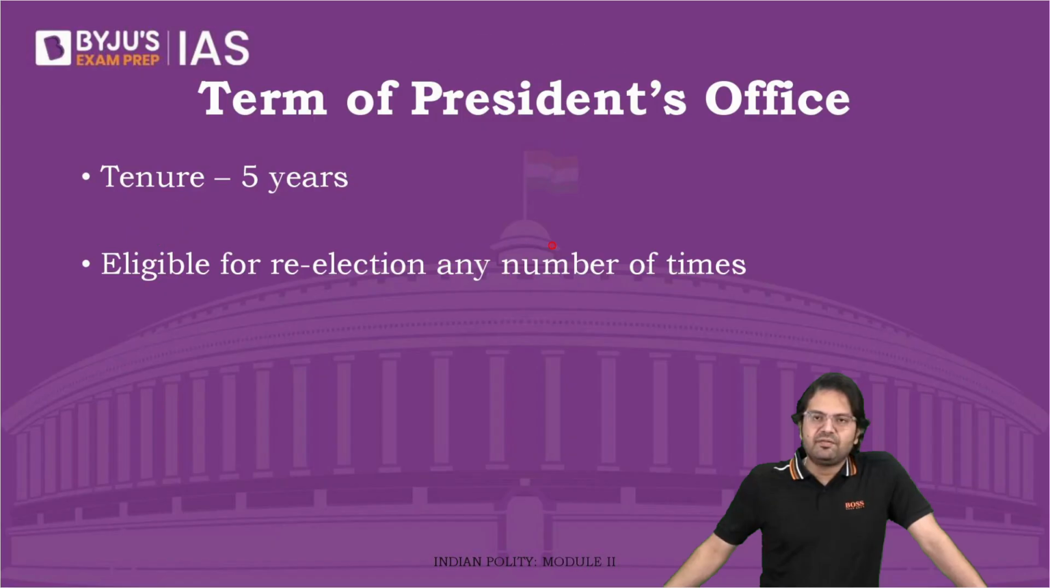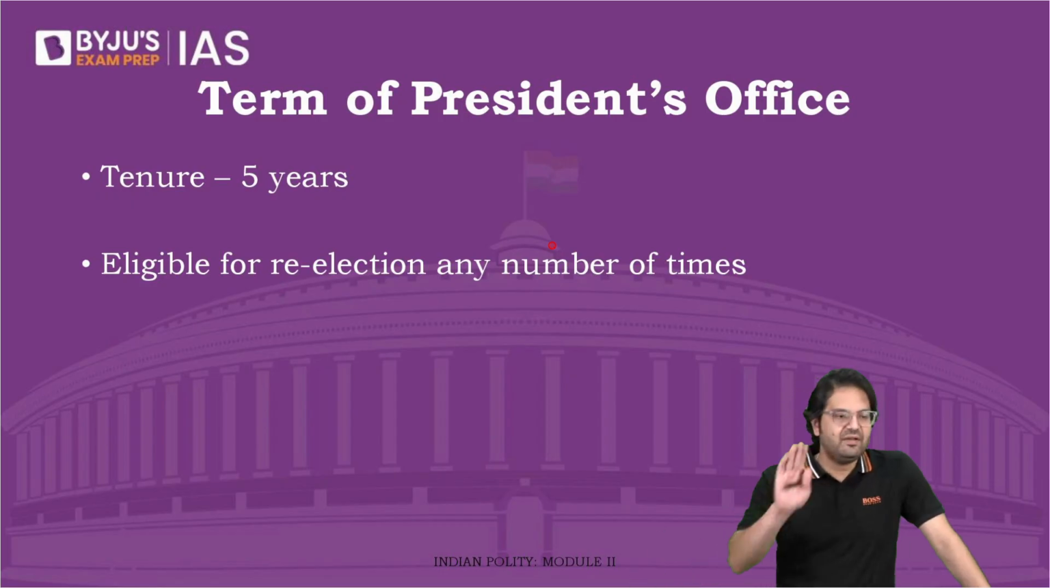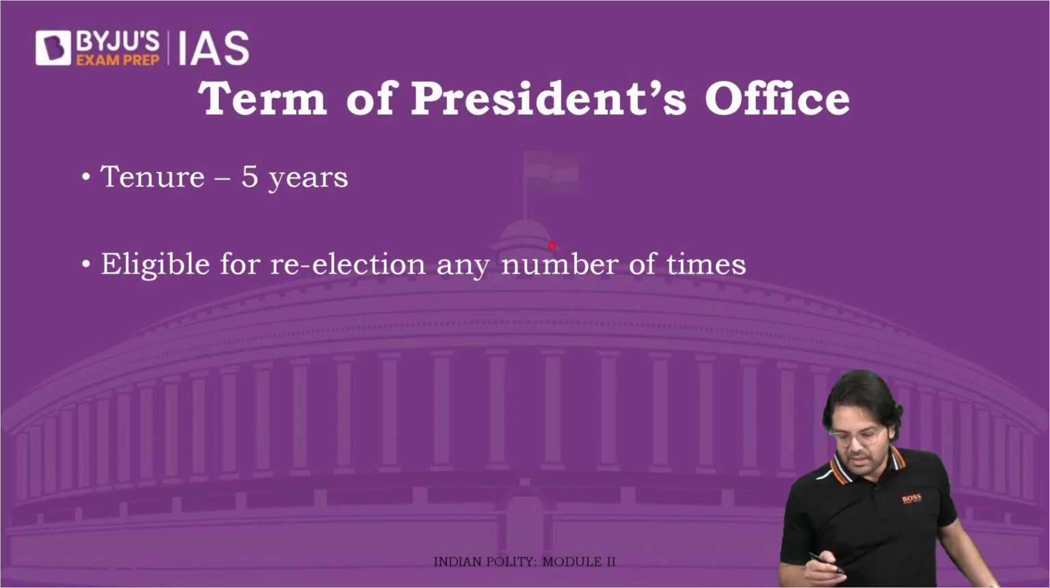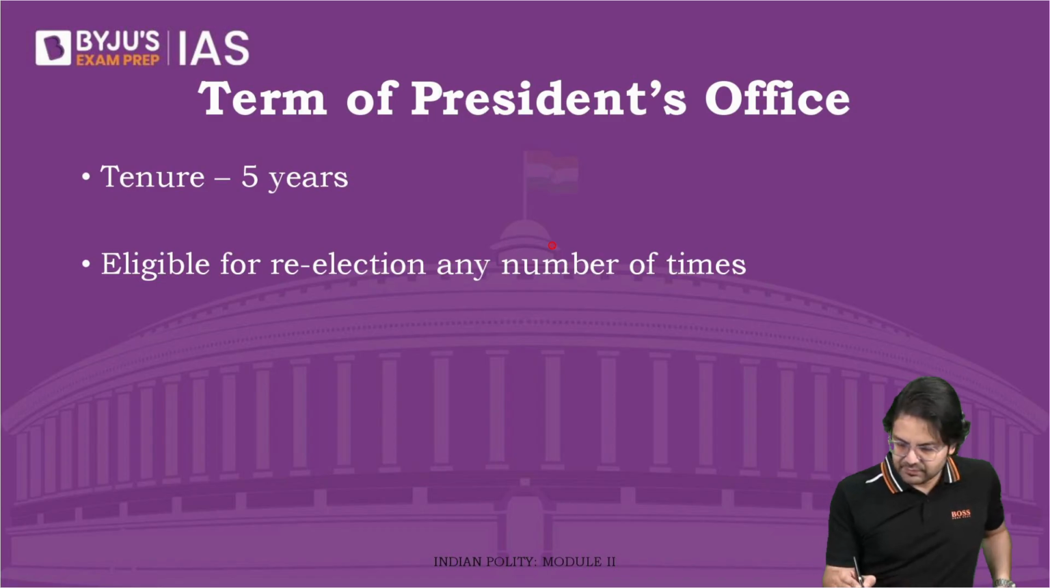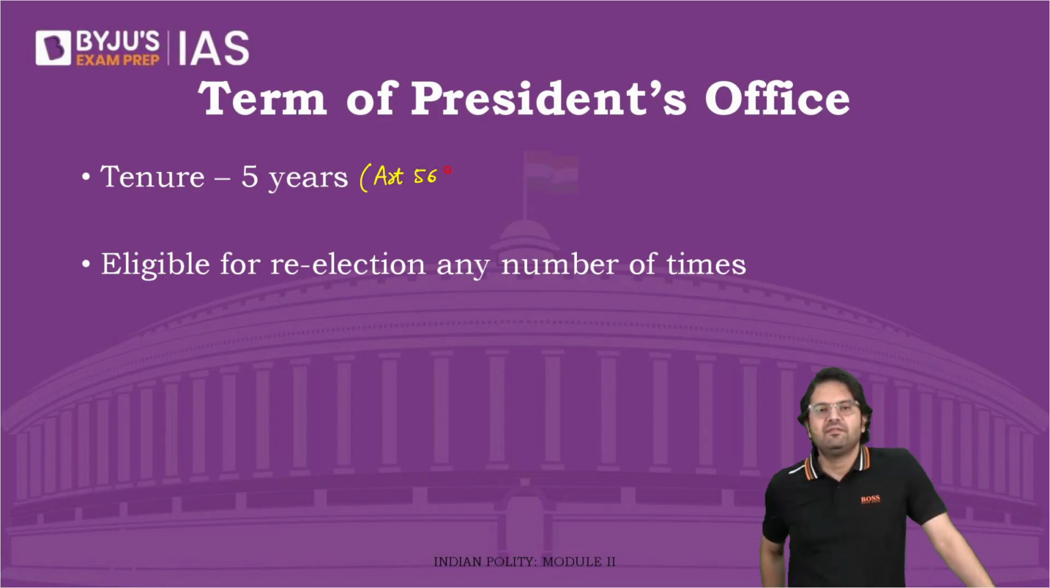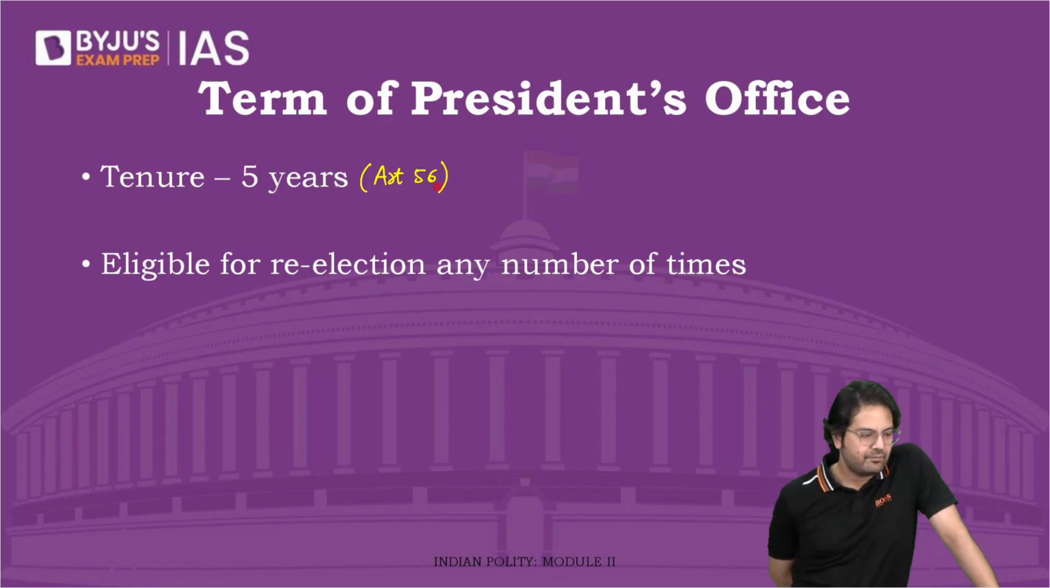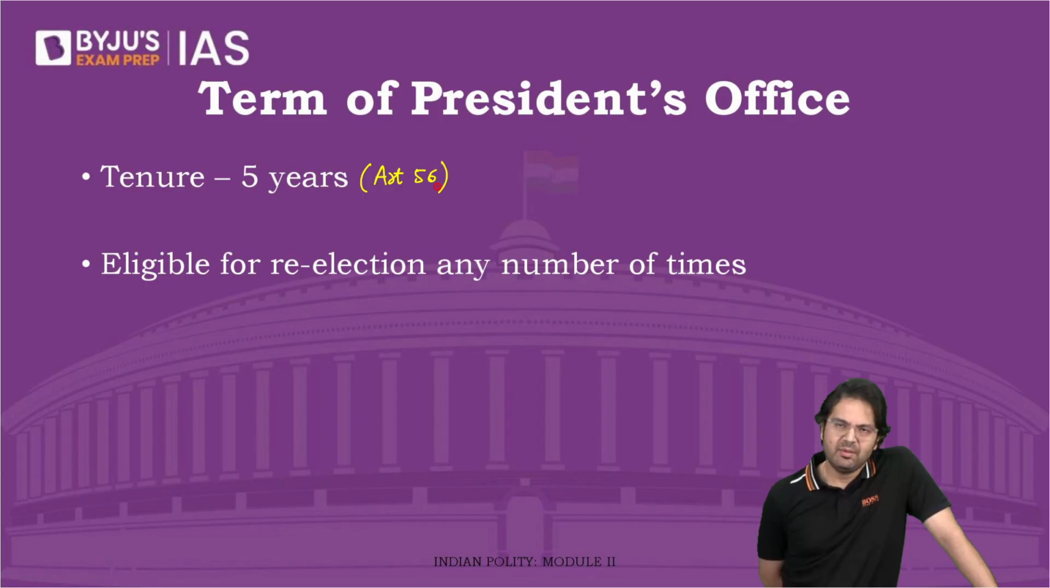Now, the term of the Indian president. For how long can somebody be the Indian president? Tenure. So 5 years. Article 56. Article 56 is the article which mentions tenure, which is 5 years. Now, for how long can you be the president?